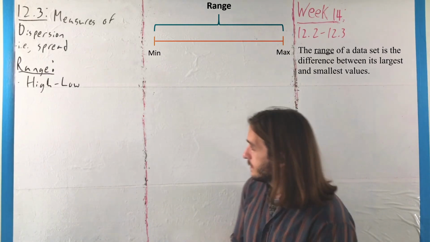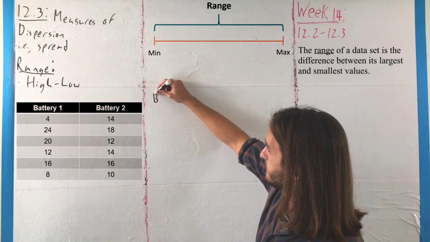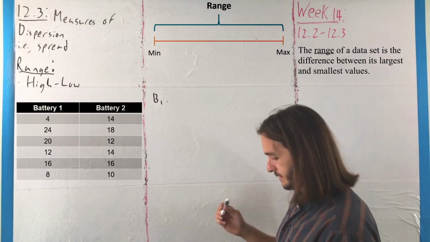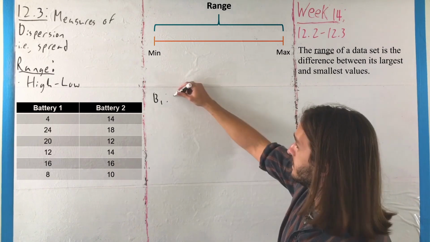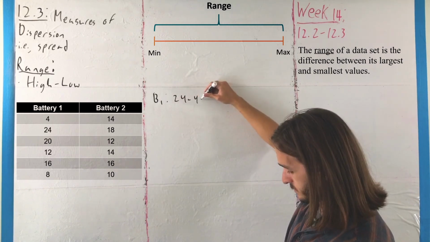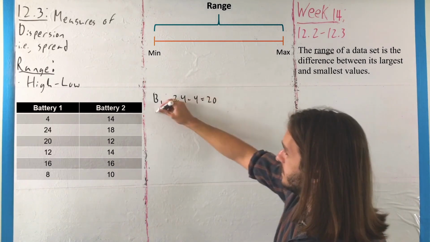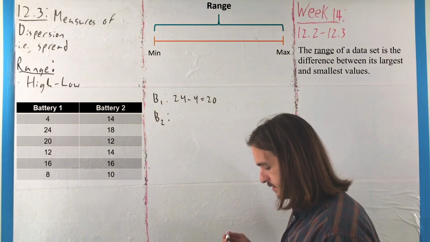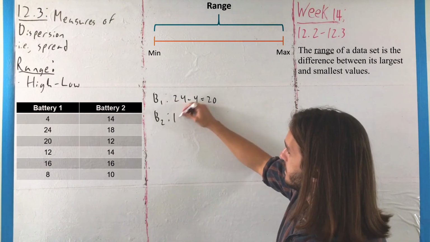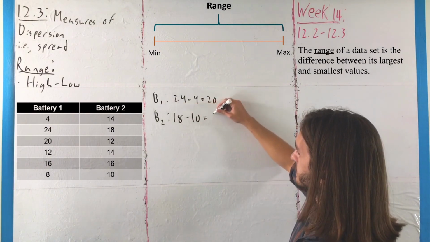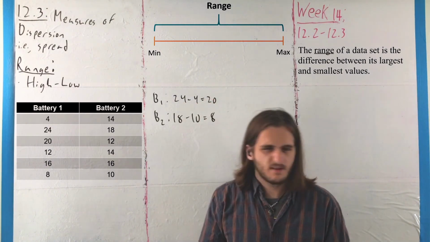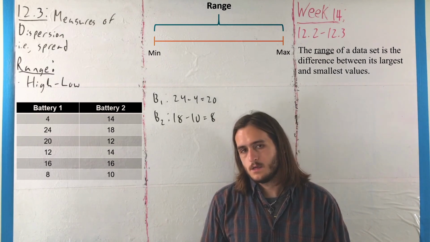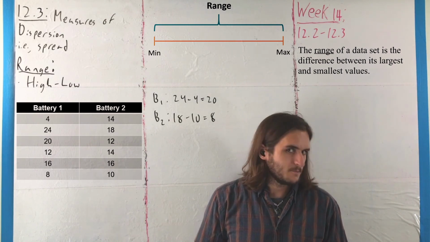So for our batteries, for B1, we would end up having a range there of 24 minus 4, or 20. While for the second battery, we would end up having, as we said, a much tighter amount in there, 18 minus 10, or 8, which tells us, again very roughly, that the second battery is a lot more consistent than the first one.